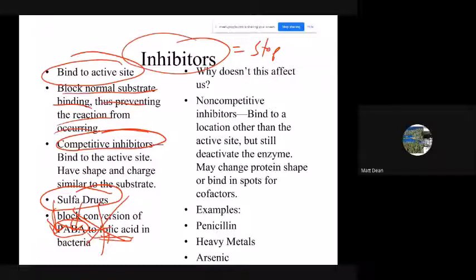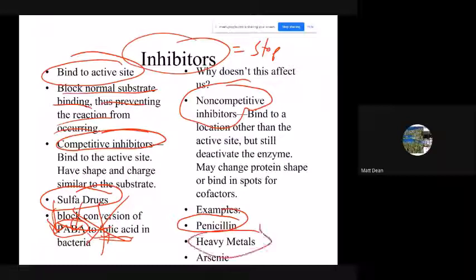On the other hand, there are also non-competitive inhibitors. These are substances that bind to an enzyme at a location other than the active site. It might be where the cofactor or coenzyme normally binds. It might be just another random spot. Regardless, though, when they bind to that enzyme, they deactivate it. Penicillin, for example, is a non-competitive inhibitor for enzymes that help bacteria build cell walls.